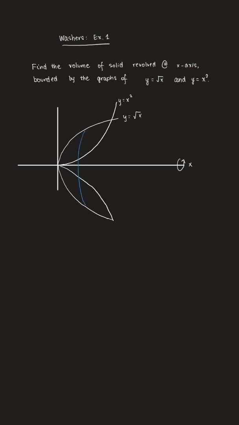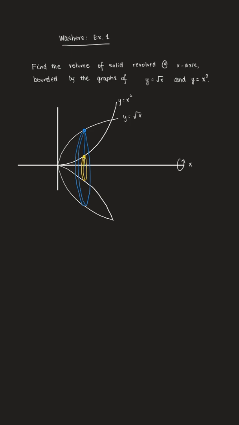And remember from our last couple of videos, washers are really just the difference between two discs. I've been using blue for the outer one and yellow for the inner one. And you can see here pretty clearly that the outer radius goes from the x-axis all the way to the square root function. The inner radius goes from the x-axis all the way to the parabola.